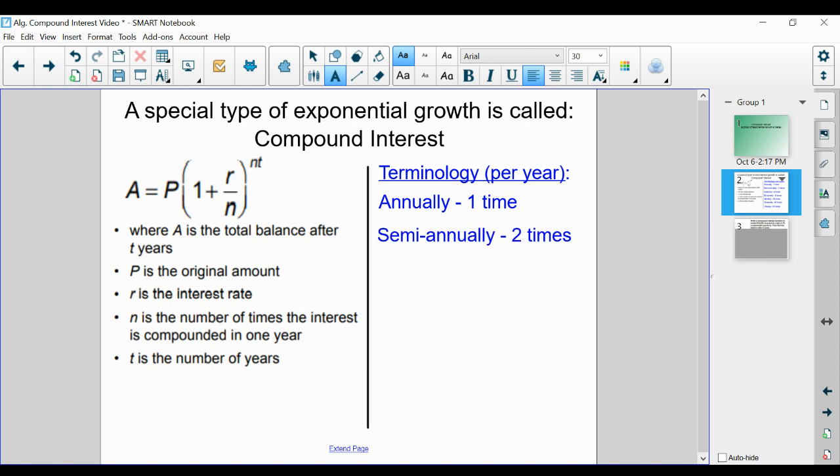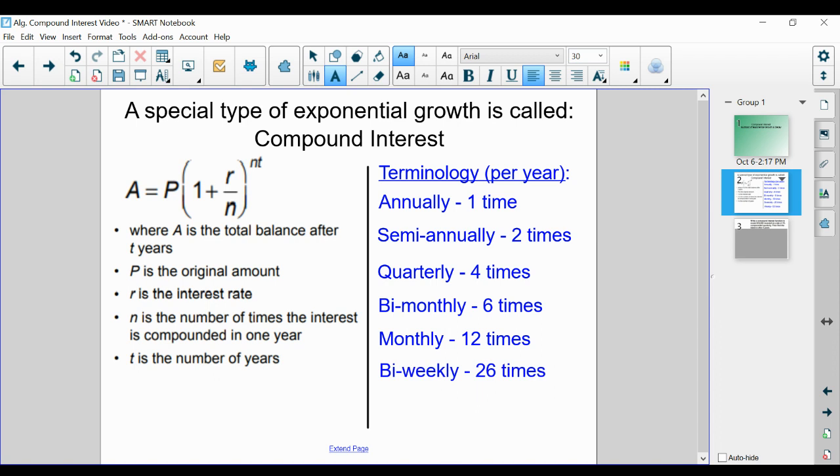Semi-annually means 2 times a year. Semi, like a semicircle is half a circle, half a year, twice a year. Quarterly would be 4 times a year. Bi-monthly means 6 times a year, meaning every 2 months. Every 2 months happens 6 times because there are 12 months in a year, divided by 2 is 6. Monthly is 12 times. So if it's compounded monthly, it's occurring 12 times in 1 year.